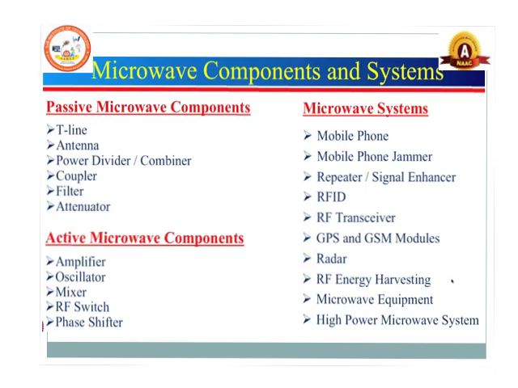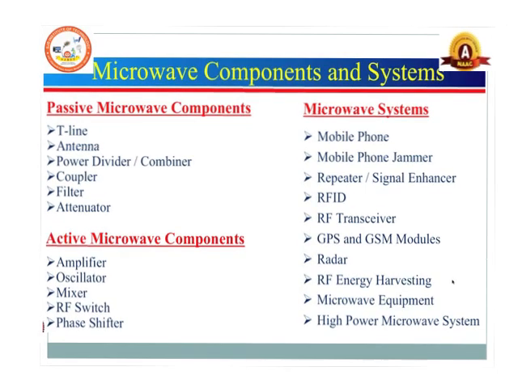This slide highlights the microwave components as well as the systems. Passive microwave components include the transmission line, antenna, power divider or combiner, coupler, filter as well as attenuator. Active microwave components include the microwave amplifier, oscillator, mixer, RF switch and phase shifter. Complete microwave systems include mobile phone jammer or repeater, RFID, RF transceiver, GPS, GSM modules, radar, RF energy harvesting as well as microwave equipment and high power microwave systems.